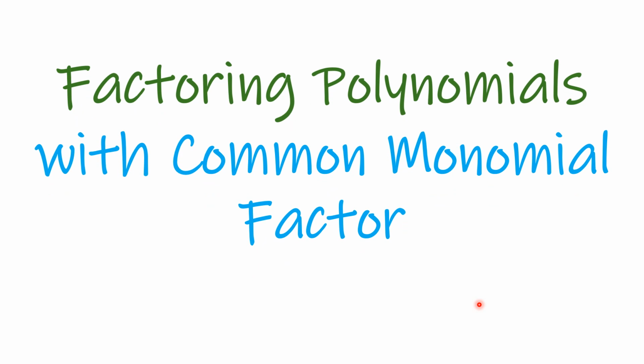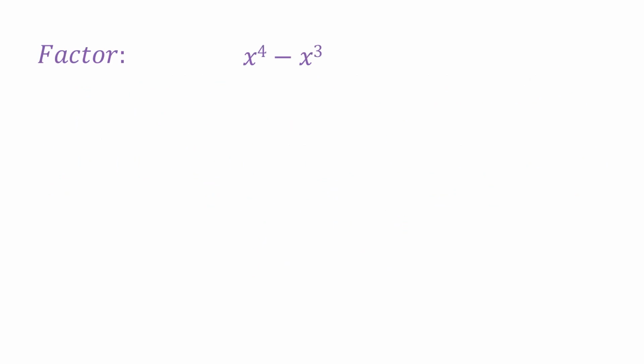In this video, we're going to talk about factoring polynomials with common monomial factor. So for example, we have x to the power of 4 minus x to the power of 3. So how do we factor this? The first step is to know what is common to both terms.